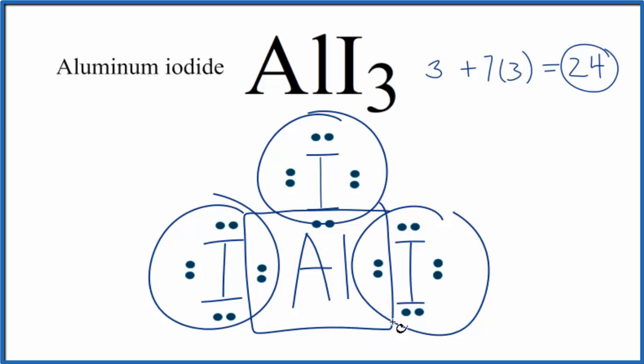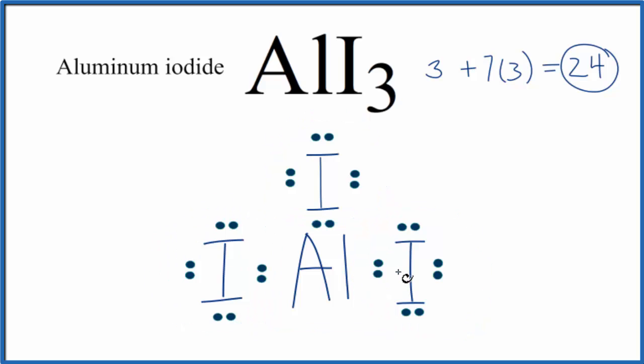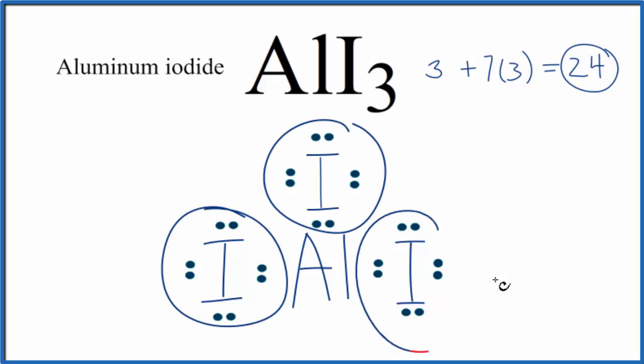Boron's another exception that only needs 6 valence electrons. So this is the Lewis structure for AlI3. If we wanted to look at the molecular geometry here, we could see there are 3 things attached to this central aluminum. We have 1, 2, 3 iodine atoms, and there's no lone pairs on the aluminum.